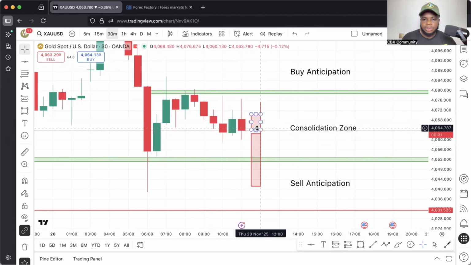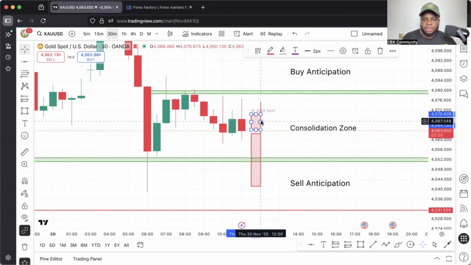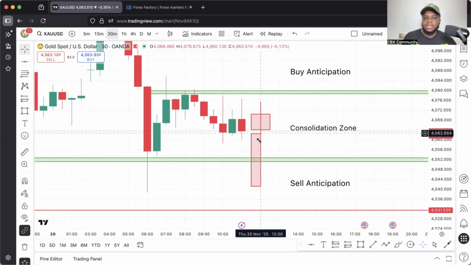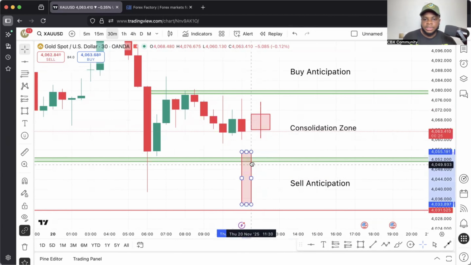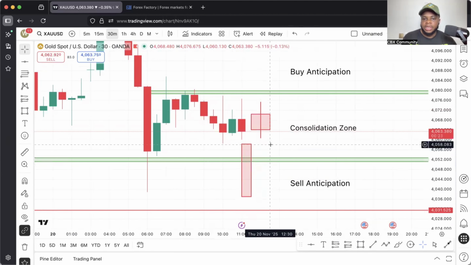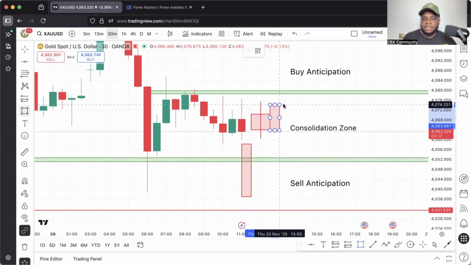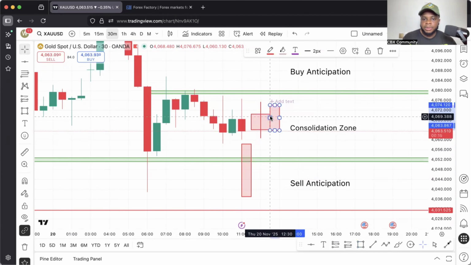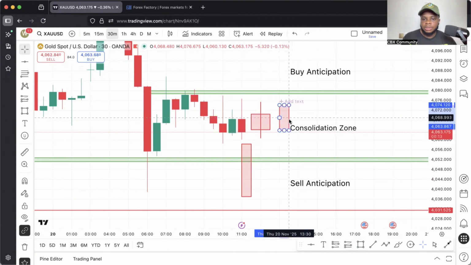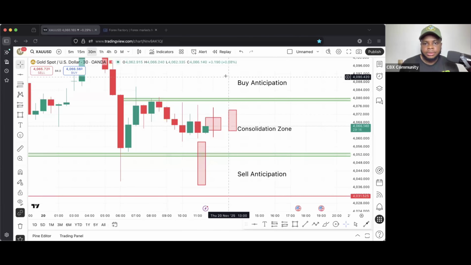I'm trying to see something. So the next candle can give you something like this. Let me move this here. The next candle can also give you a bullish candle. Hold on, trying to see. Okay.